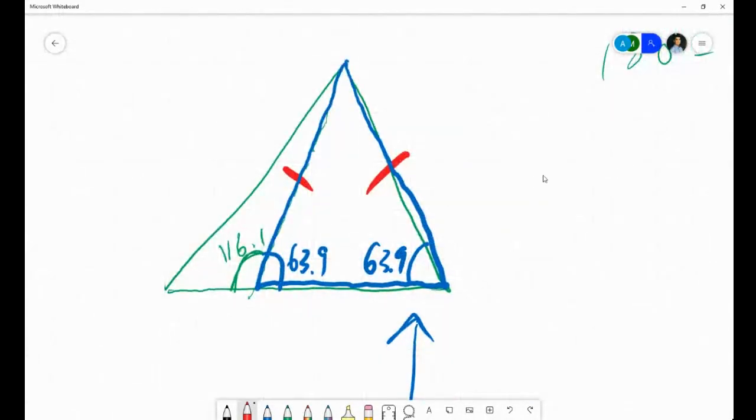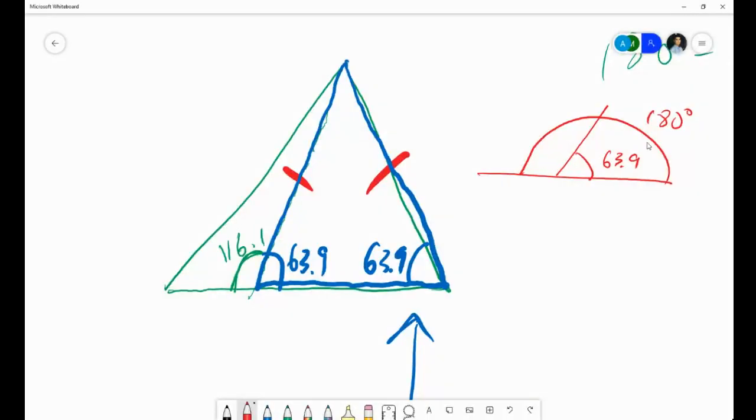So if I draw a straight line, and if this angle right here is 63.9, this entire thing here is 180 degrees, right? Because it's a straight line. Then you take 180 minus 63.9, you get this one, which is 116.1. Right? Yeah, I see. Okay.